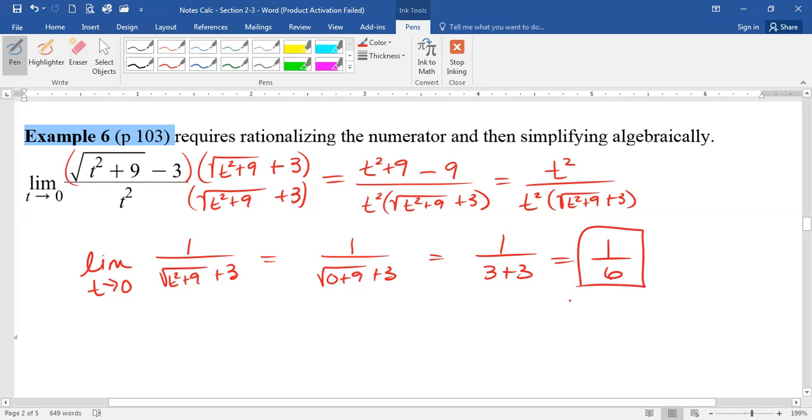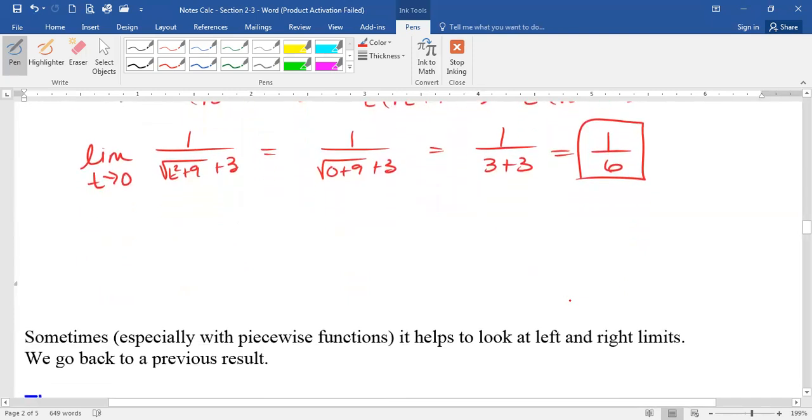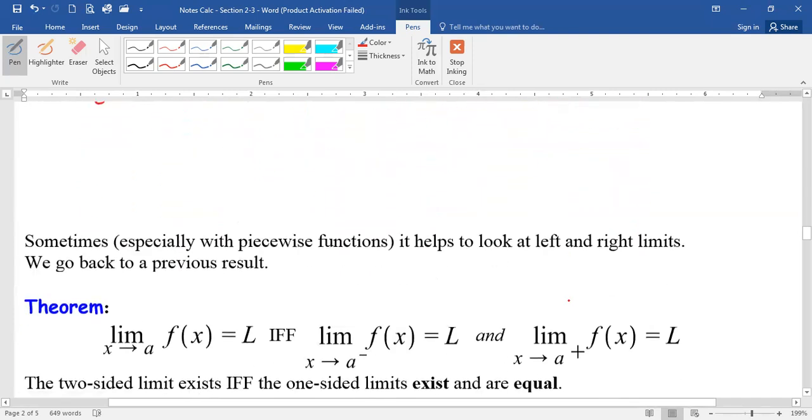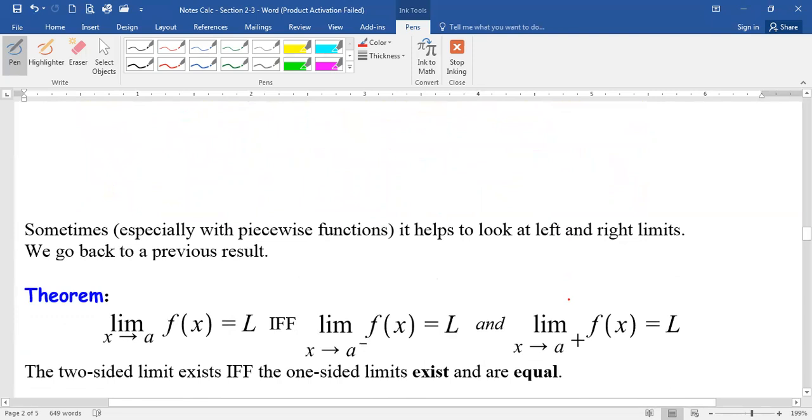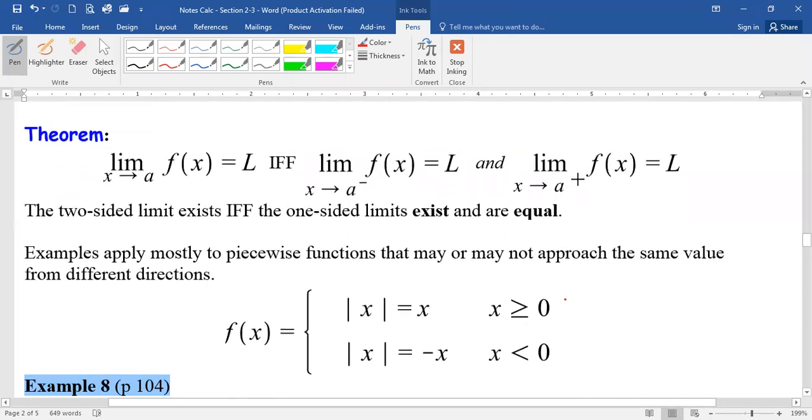So that's called rationalizing the numerator. And you can do that when you have square roots. Okay, and sometimes, especially with piecewise functions, it helps to look at the left and right limits, okay? And so going back to previous result, the limit as x approaches a of f of x is the limit if and only if they are the same from the left and the right, correct? So the two-sided limit exists if and only if the one-sided limits exist and are equal.